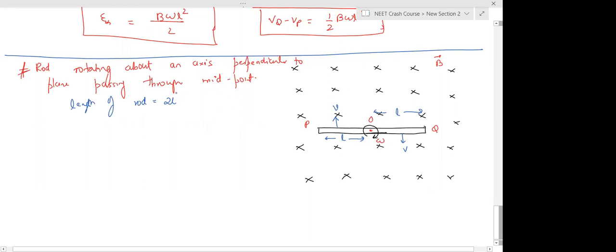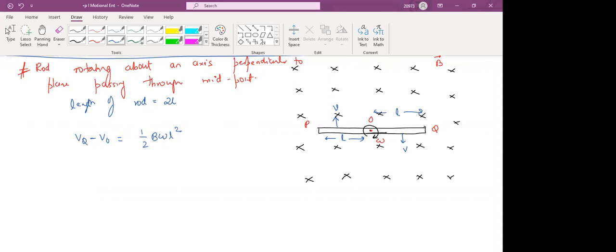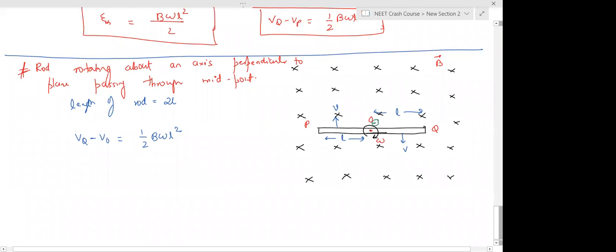We can take L on one side, then it will be L on the other side. Because of the rotation of the rod from O to Q, there will be one EMF induced between O and Q, which is the same as the previous case. So from O to Q, point Q will be at higher potential, and the EMF induced in the right half of the rod is half B omega L square. O will be negative, Q will be at higher potential, VQ minus VO is half B omega L square.